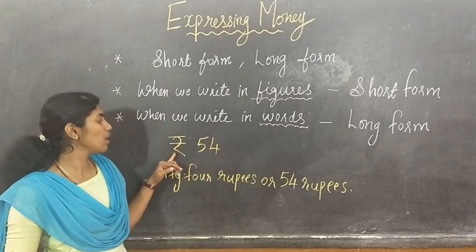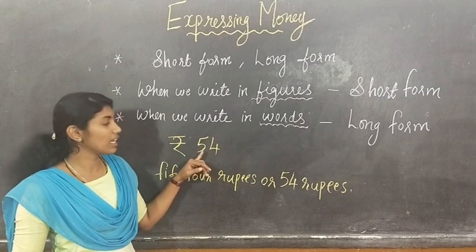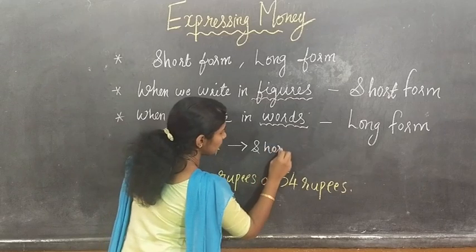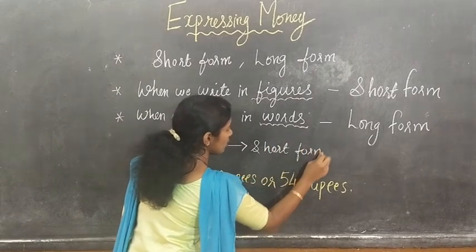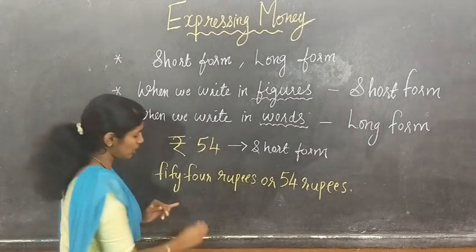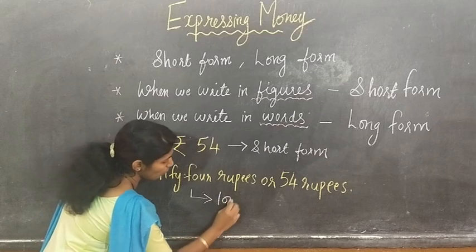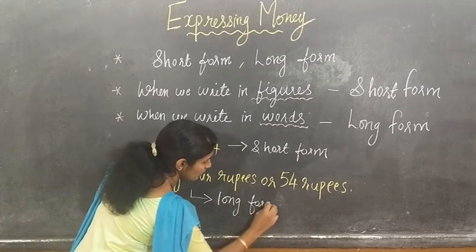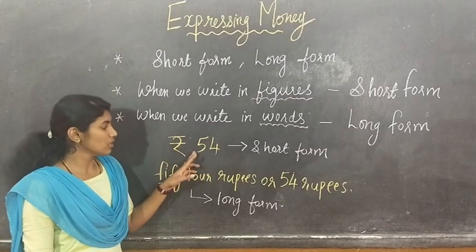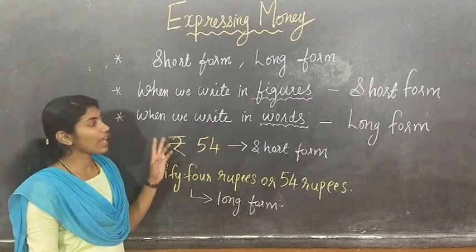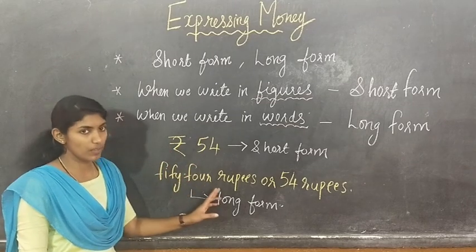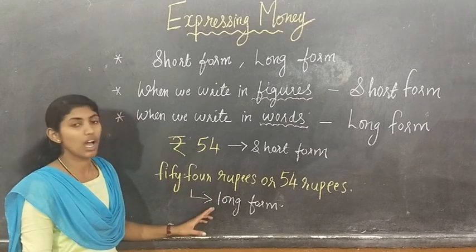Consider one example here. Rupees 54 is given in figures, so we can say that it is written in short form. Then here 54 rupees is written in words. Therefore, it is in long form. Once again, when we write the money in figures, it is known as short form, and when we write in words, it is known as long form.